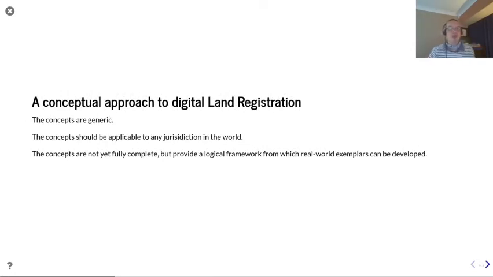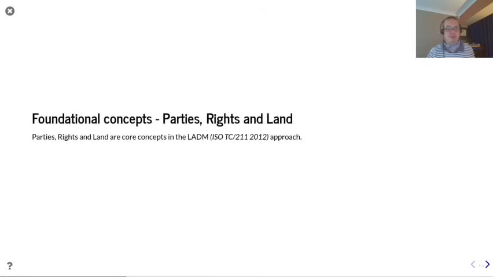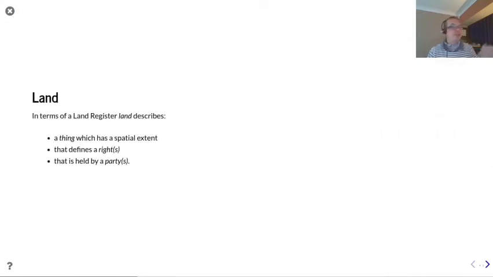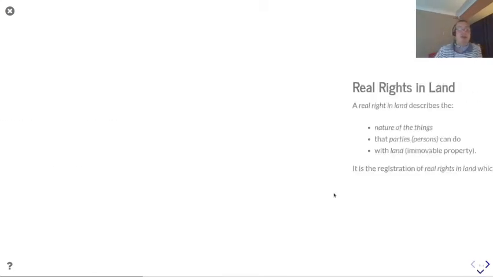Now we're going to look at a conceptual approach to digital land registration where we're going to define generic concepts that support registration. It's applicable to any jurisdiction in the world. We'll deal with some of the foundational concepts from LADM, the parties, rights, and land. So land, in terms of a land register, describes a thing which has a spatial extent that defines a right or rights that's held by a party.